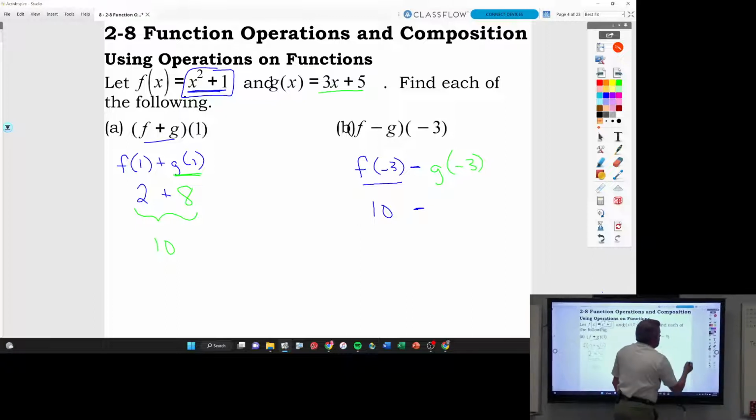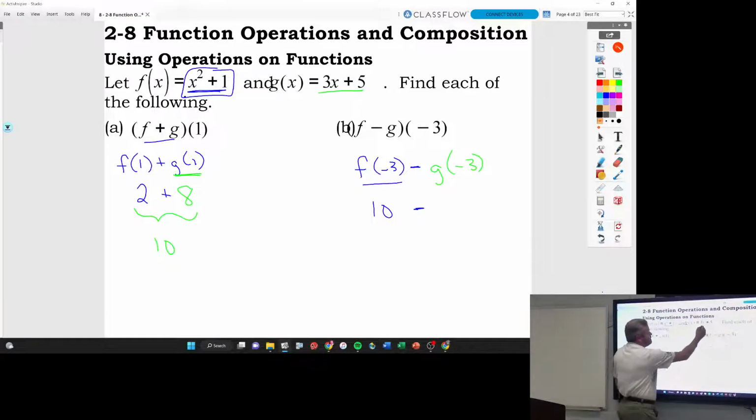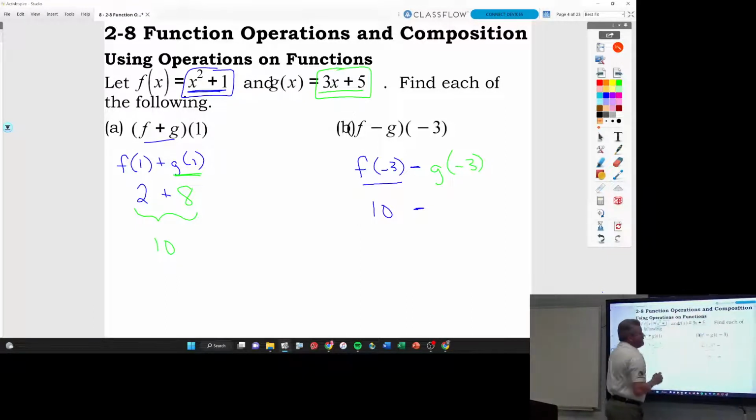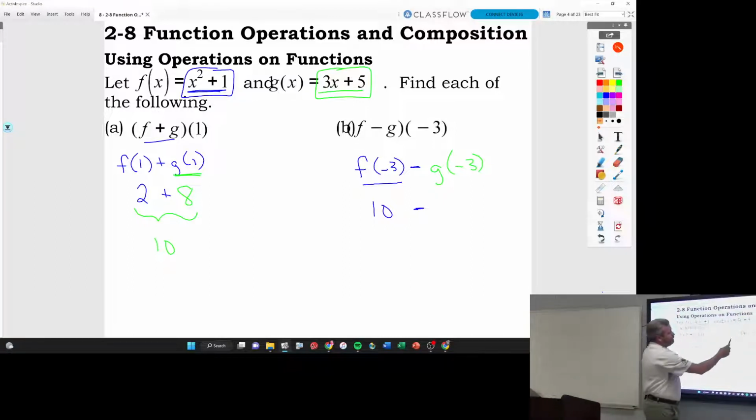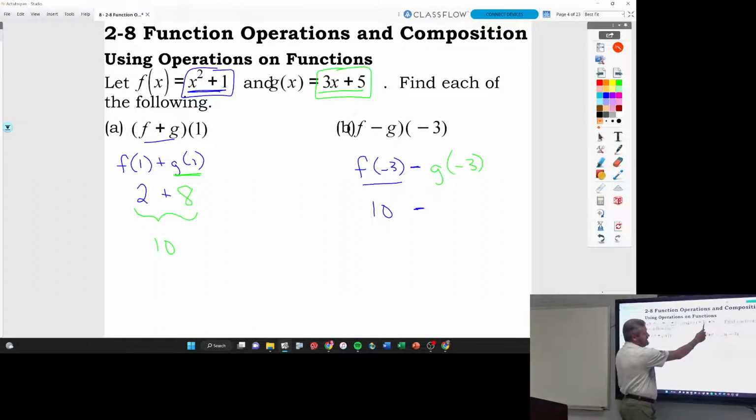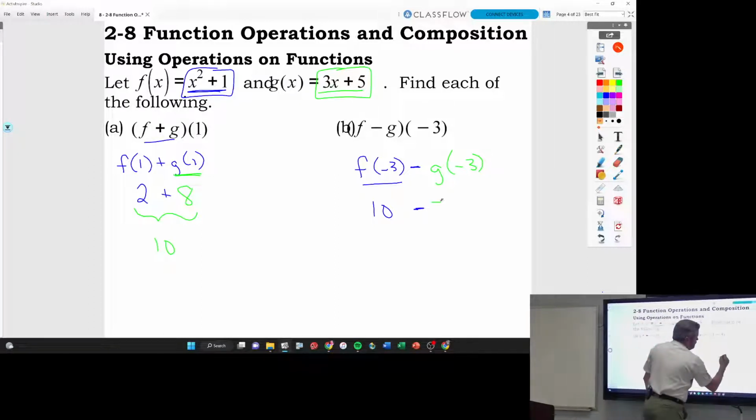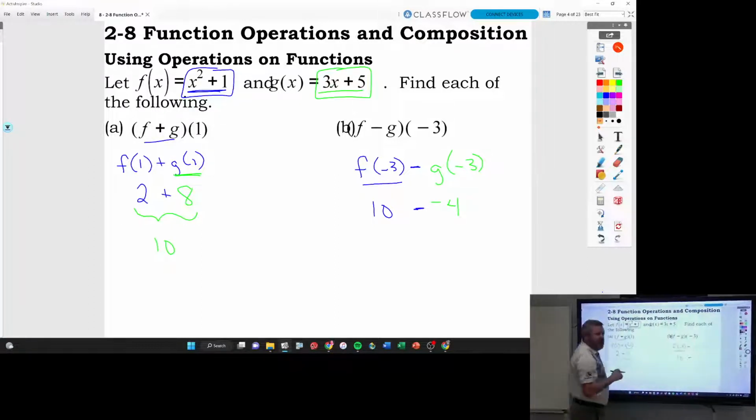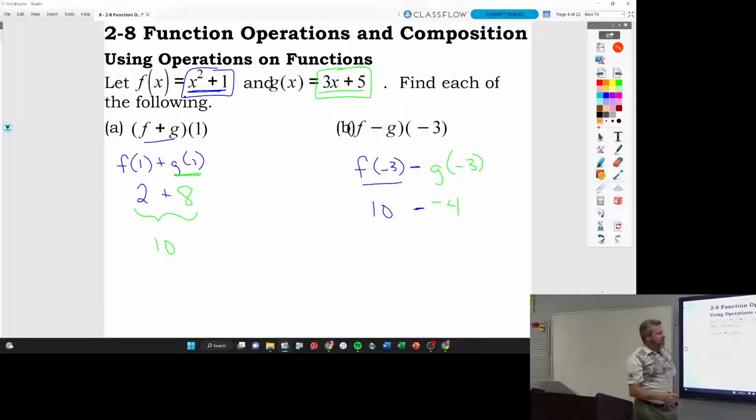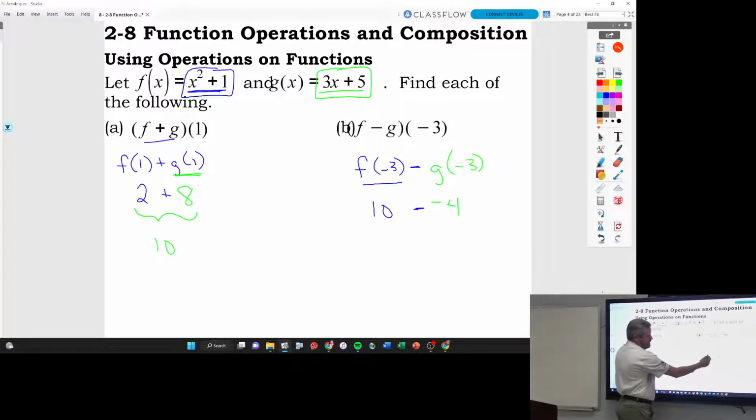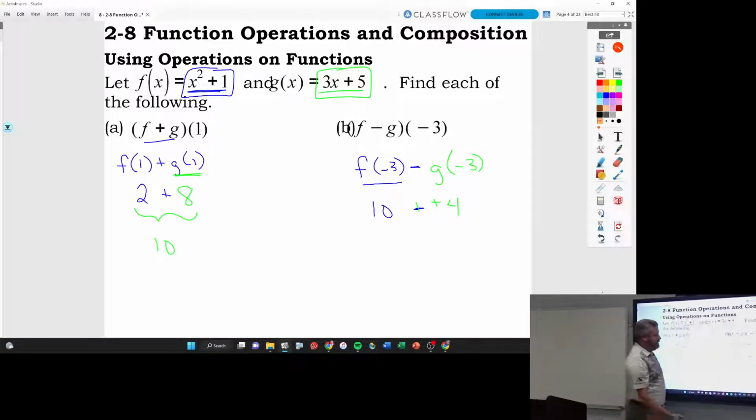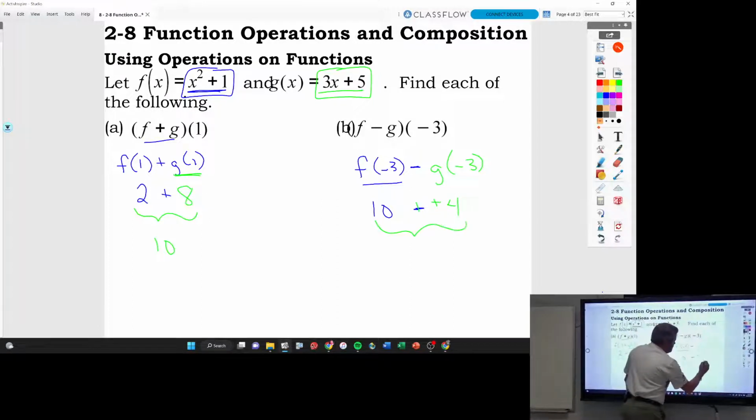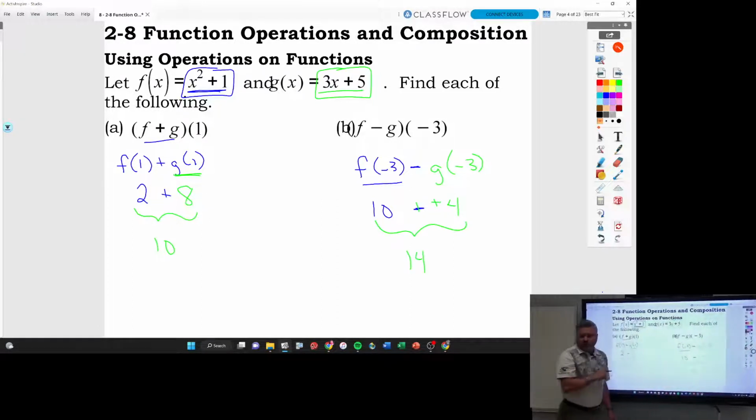Now let's do the g of -3. So I'm going to take this g function right here and plug in a -3. 3 times -3 is -9. -9 plus 5 is -4. And so now you can probably see how important that negative sign is there, because when I get done with this, I end up with a 10 minus -4. And of course, 10 minus -4 is the same thing as 10 plus 4. So our final answer on this one is 14.